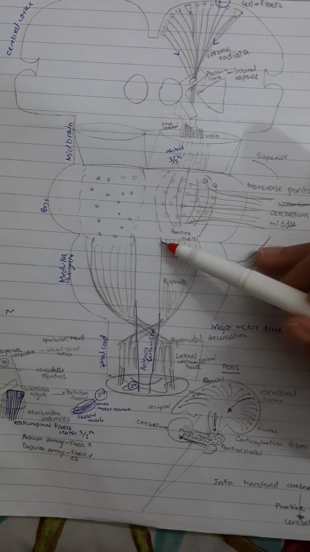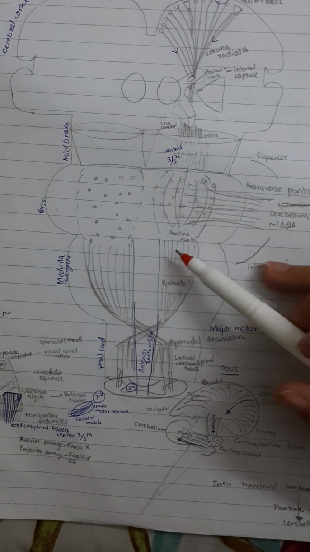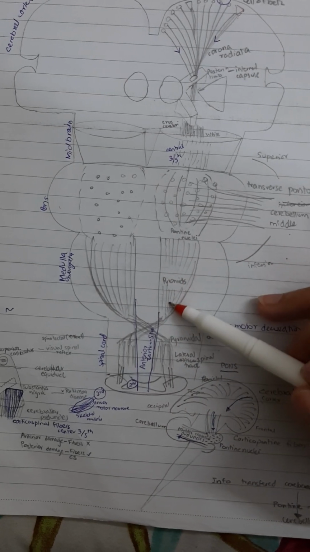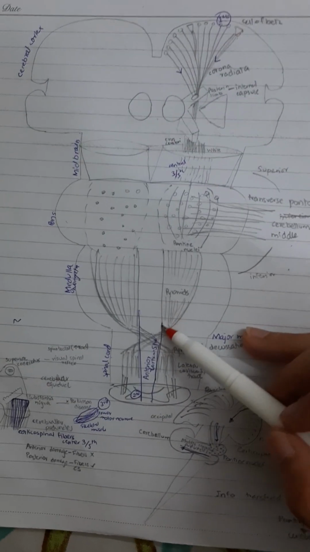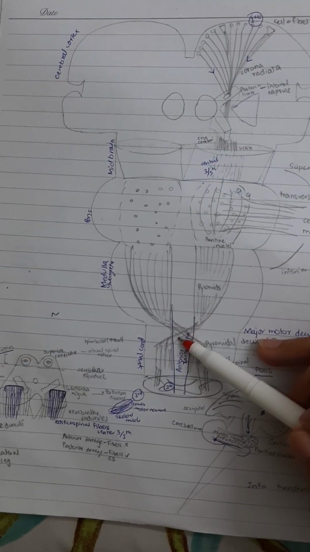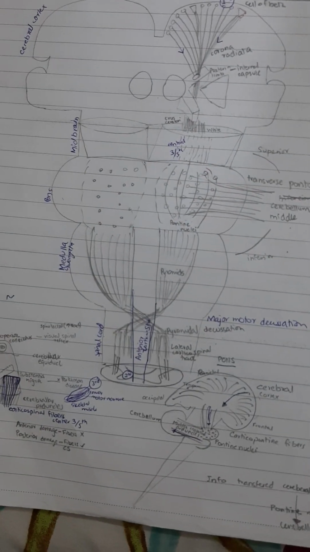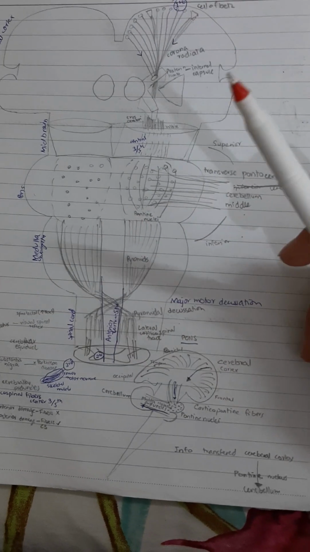Here pyramids are formed in the medulla oblongata, so it forms kind of a pyramid. Then 90% of the fibers cross over. The 90% of the corticospinal fibers, or the pyramidal tract, cross over, because in the medulla oblongata pyramids are formed, and that is why we call the corticospinal tract the pyramidal tract.